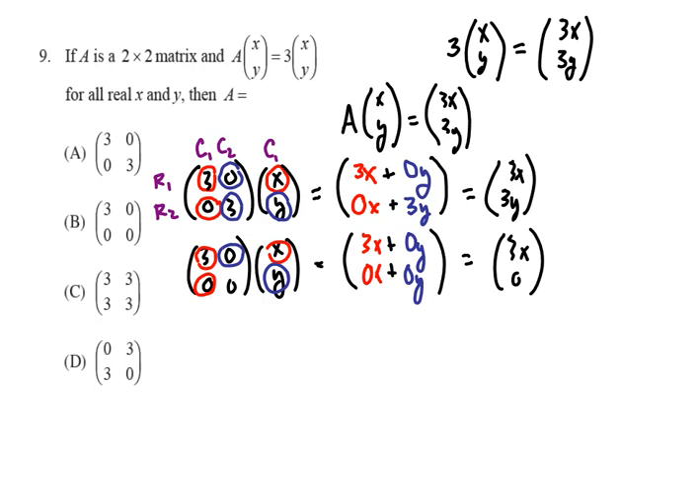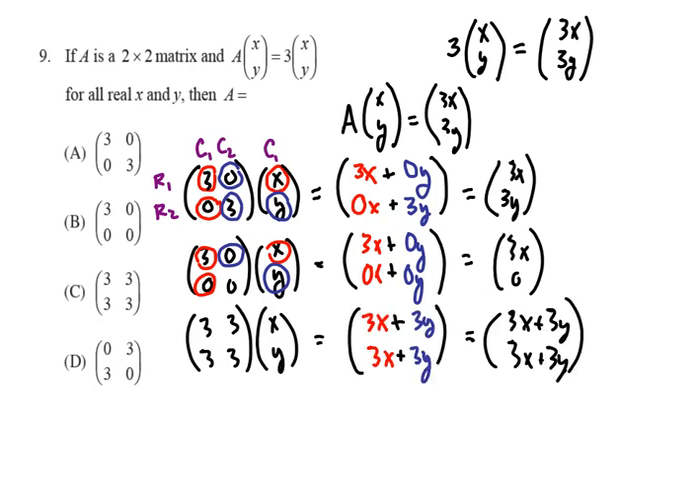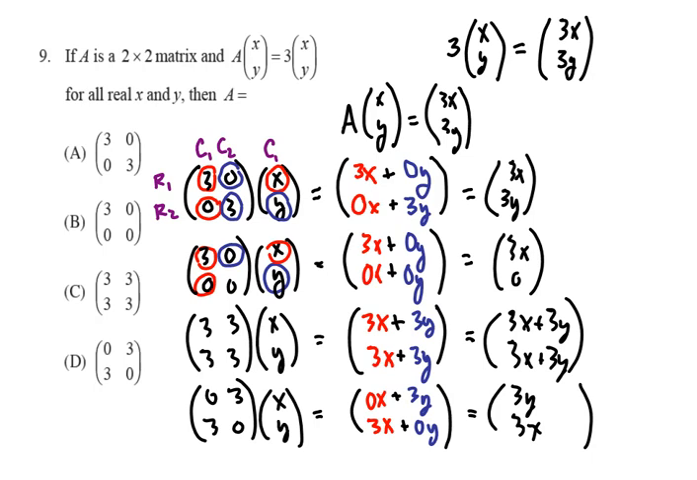And just quickly for option C, when you multiply the same way, now you're going to get a result of 3x plus 3y and 3x plus 3y, and that's not what we're looking for either. And so in the last option, what you're going to end up with when you multiply is 0x plus 3y and 3x plus 0y. So simplifying, you'll get 3y over 3x, which is kind of upside down of what we wanted. So again, the key here is to know how to multiply matrices and understand scalar multiplication as well.